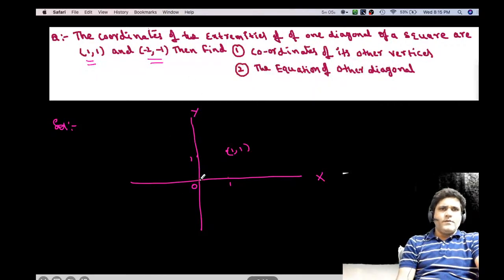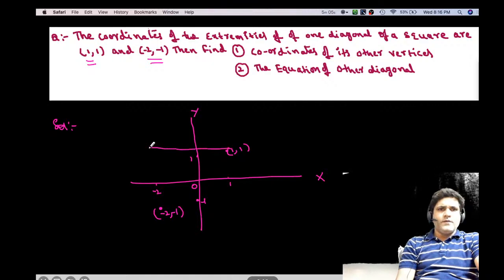Third quadrant, therefore this distance is minus 2 units and this side is minus 1. So this point is minus 2 comma minus 1. The coordinates of the extremities of one diagonal of a square are given. Then the coordinates of the other diagonal are being asked.